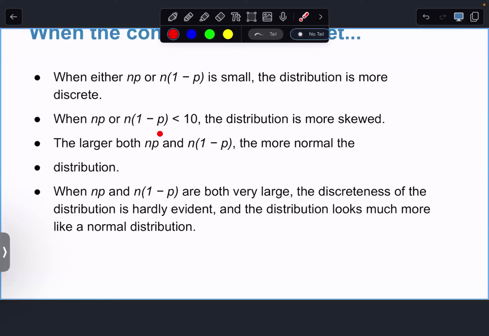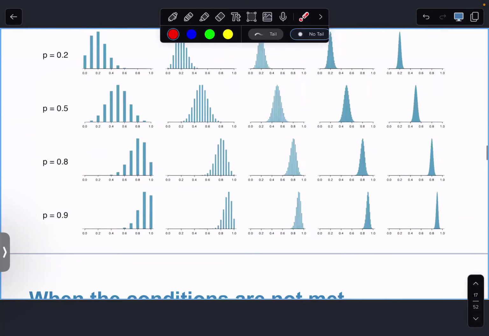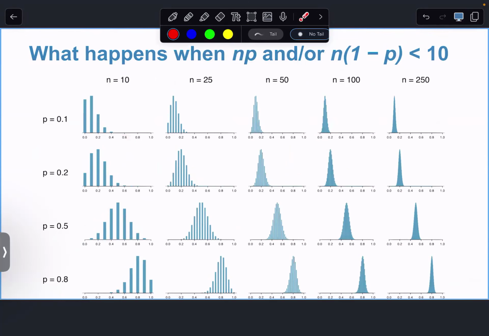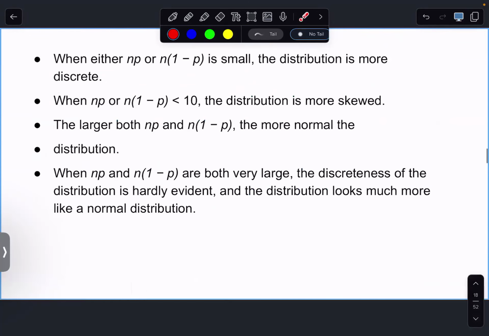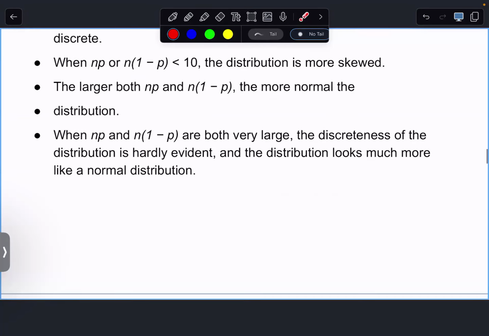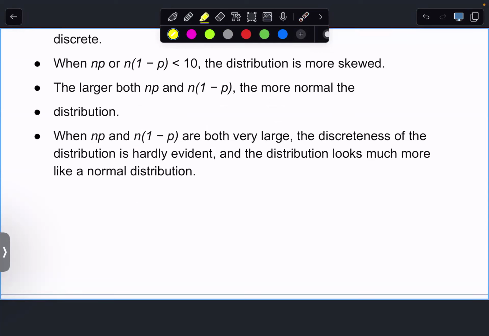When n times p or n times 1 minus p is less than 10, then we get this more skewed distribution. So if we don't have enough successes and failures to capture at least 10 of each, then we get the skewed distribution in either direction. But then as we increase, it gets more normal, which is the next point. When np and n times 1 minus p are both very large, then the distribution looks much more like a normal distribution, which is really the takeaway.